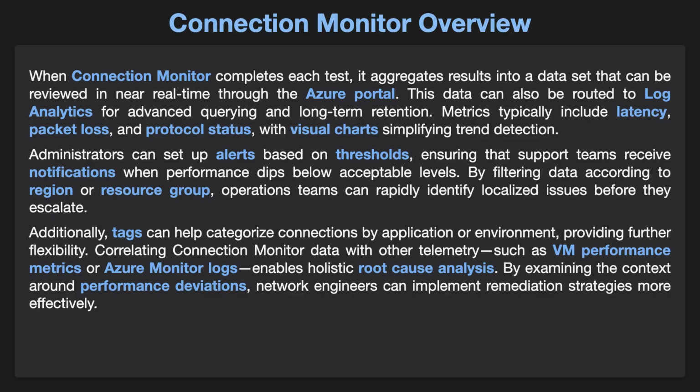By filtering data according to region or resource group, operations teams can rapidly identify localized issues before they escalate. Additionally, tags can help categorize connections by application or environment, providing further flexibility. Correlating Connection Monitor data with other telemetry, such as VM performance metrics or Azure Monitor logs, enables holistic root cause analysis. By examining the context around performance deviations, network engineers can implement remediation strategies more effectively.